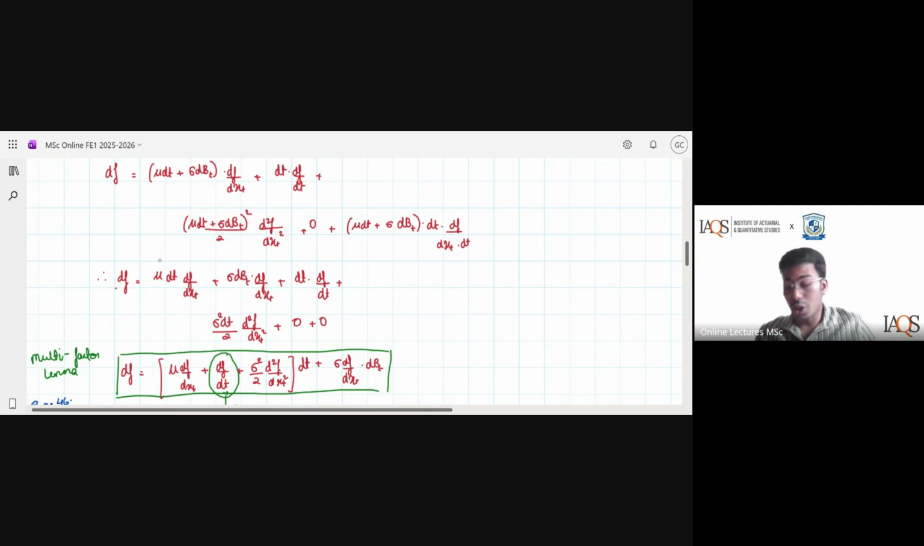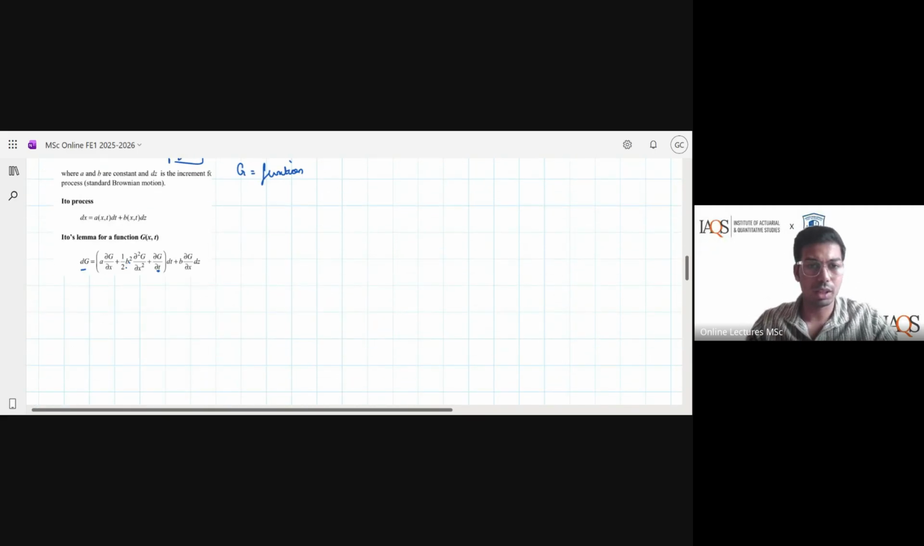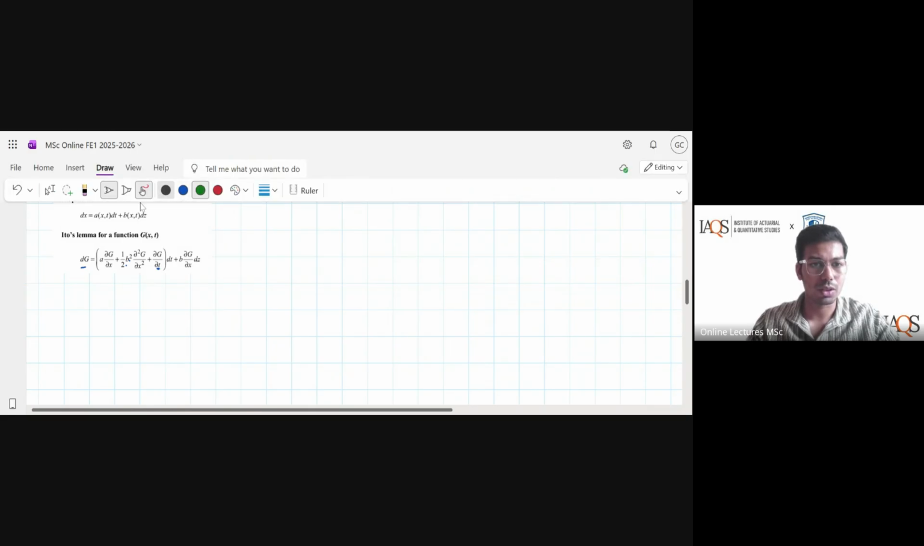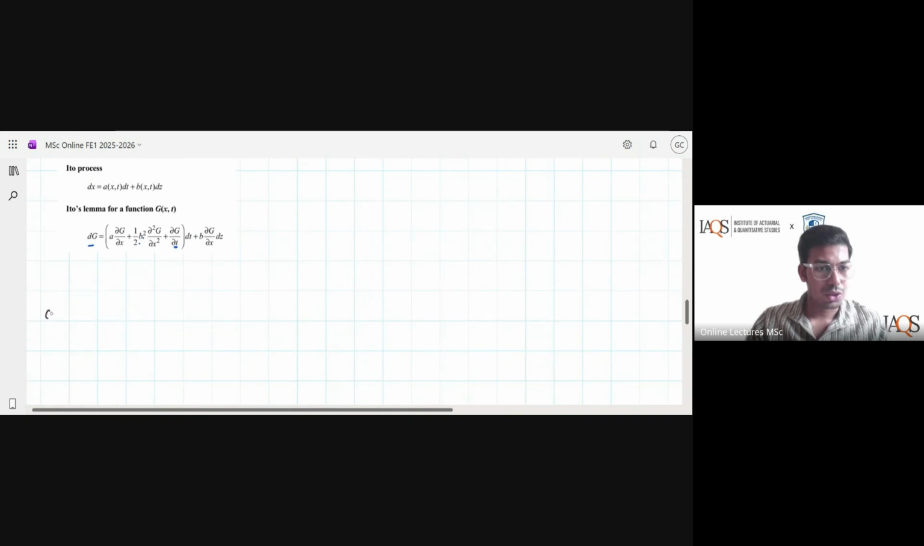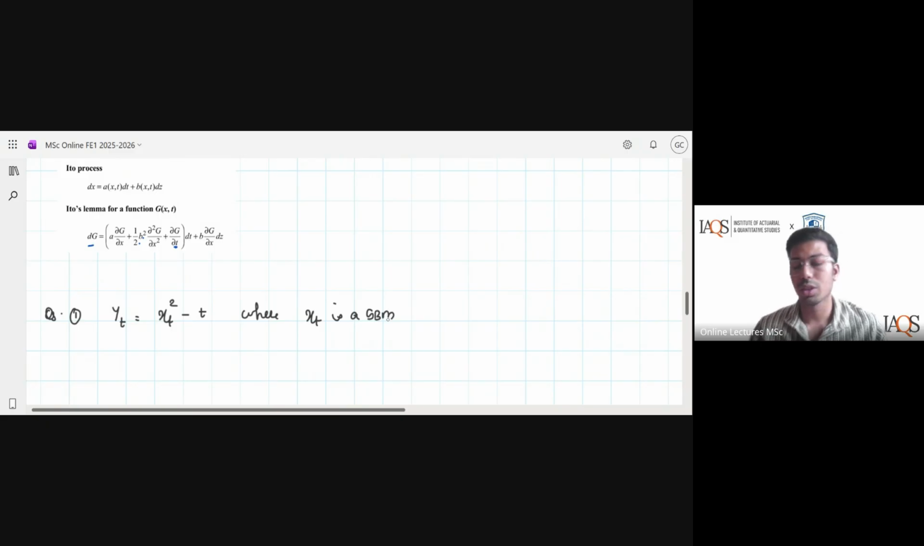Cool. Sure. Let's do two questions of how do I apply the multi-factor lemma in terms of processes. Let's take the first question. Let's say I have a process yt, which is xt square minus t, where xt is a standard Brownian motion. Calculate dy.